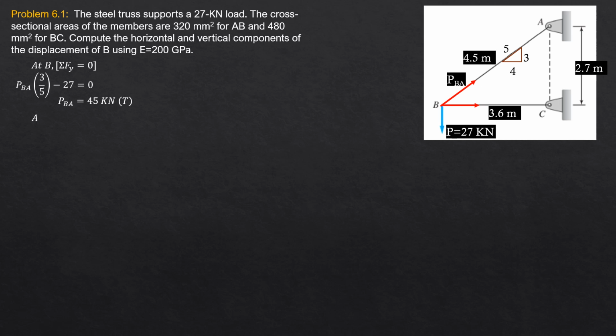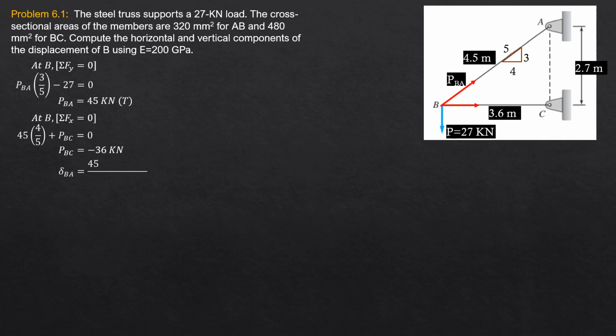Likewise, summation forces X equals 0 still at B. Then we have the horizontal component of PBA, 45 times 4 over 5, plus PBC equals 0. So PBC is negative, so it is compression. It is negative 36 kilonewtons, so it is compression. So computing for the deflection, which is force times length over AE.